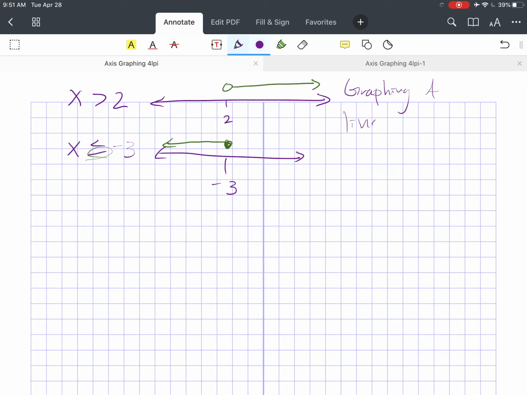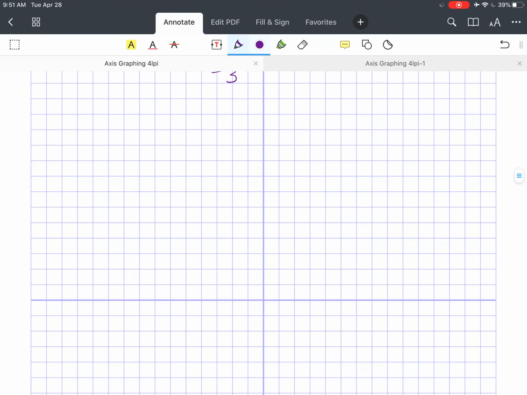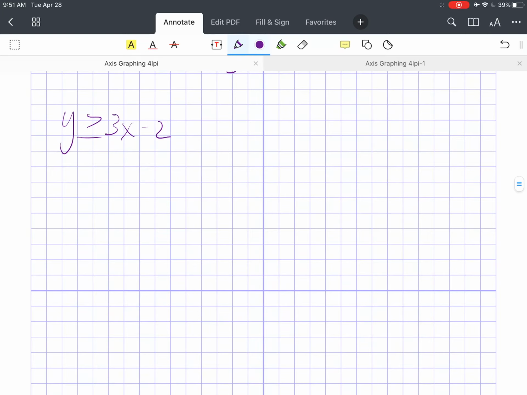So you can title this Graphing a Linear Inequality. And I would personally recommend you do this on graph paper. If you don't have any, you can find some on the internet and print it out. But if you don't have any of that, that's fine. You can just sketch it, okay? So we're going to be graphing the inequality y is greater than or equal to 3x minus 2.